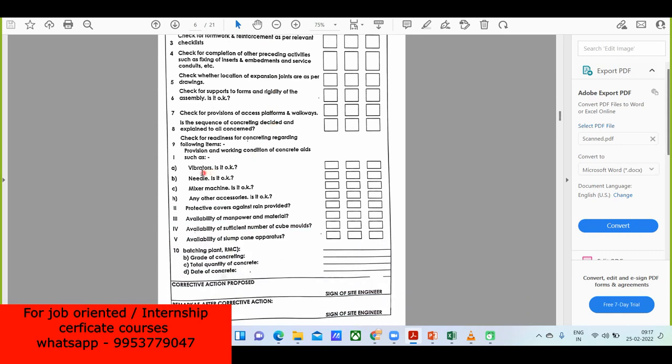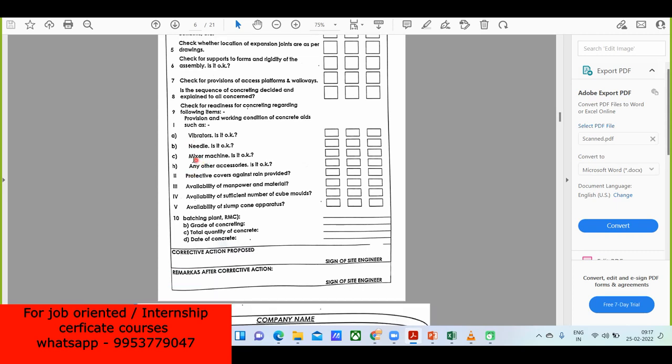Along with that, you have to check whether the vibrator is ready or not. I'll show what exactly a vibrator is all about. So you need to check whether you have prepared your vibrator on the previous day. You have to check whether the needle is working properly or not. And also the mixer machine. I'll show what this mixer machine is all about. Is it okay, whether it is in proper condition or not.